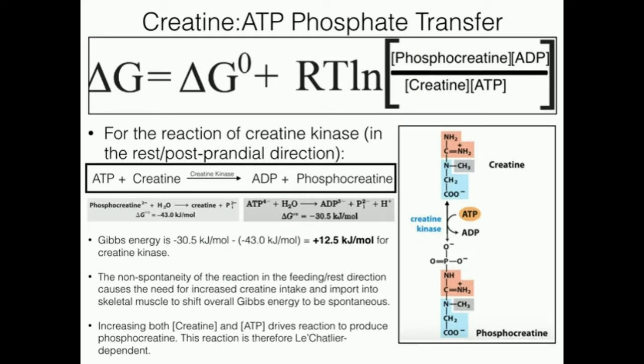All right, now let's look at this in the reverse direction. This is the rest or postprandial direction. This means we're not exercising, we're at rest, and we just had a meal. Well, if we just had a meal, let's suppose we have a lot of creatine floating around. Well, if we have a meal, we're going to run glycolysis. We're going to run other pathways probably as well. We're going to generate a large amount of ATP.